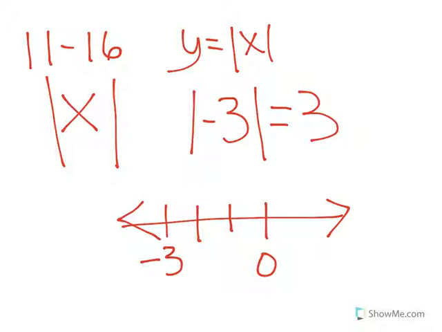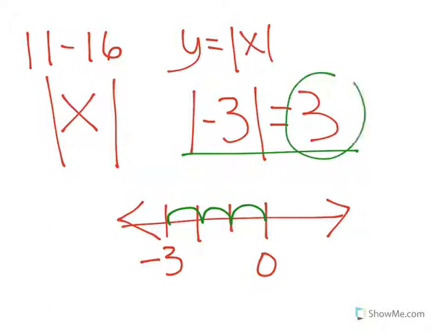Here's another example. We have the absolute value of -3. So the absolute value of -3 equals 3, because on a number line, or in real life, -3 is 1, 2, 3 units from 0. And we do distance in positive amounts, so distance is always shown as a positive value. Therefore, the absolute value of -3 is going to be 3.